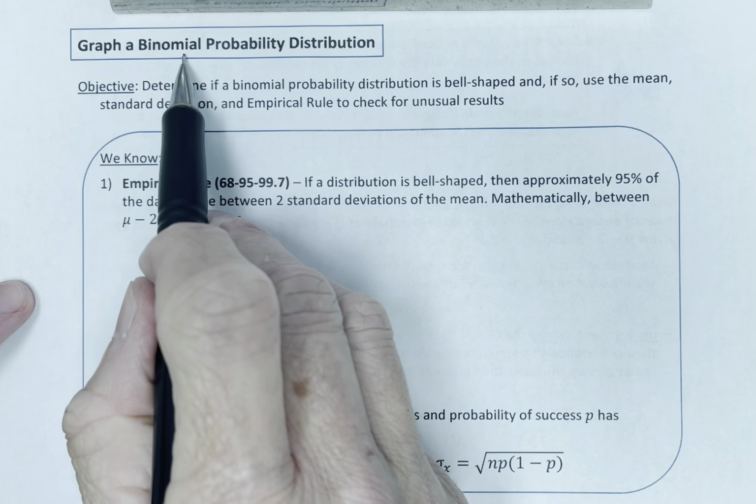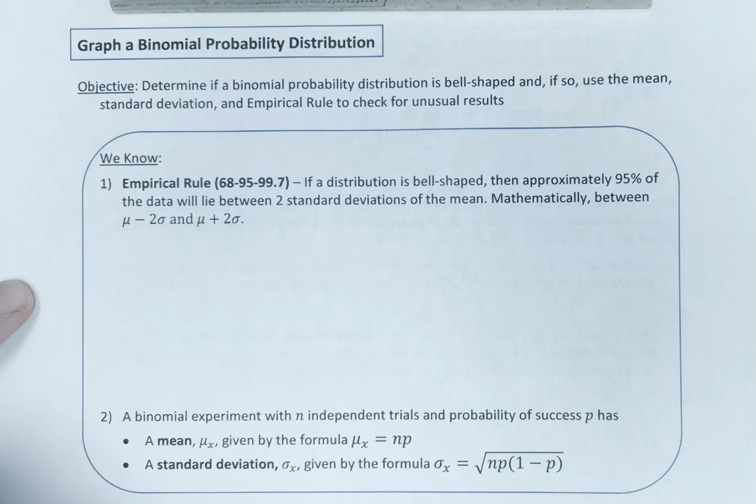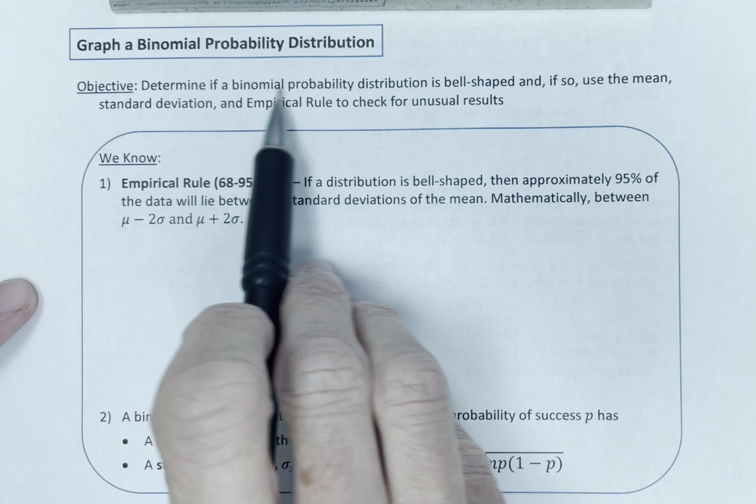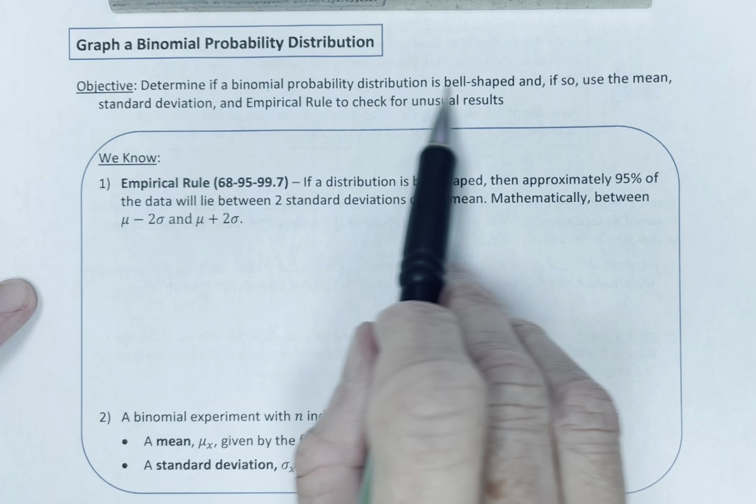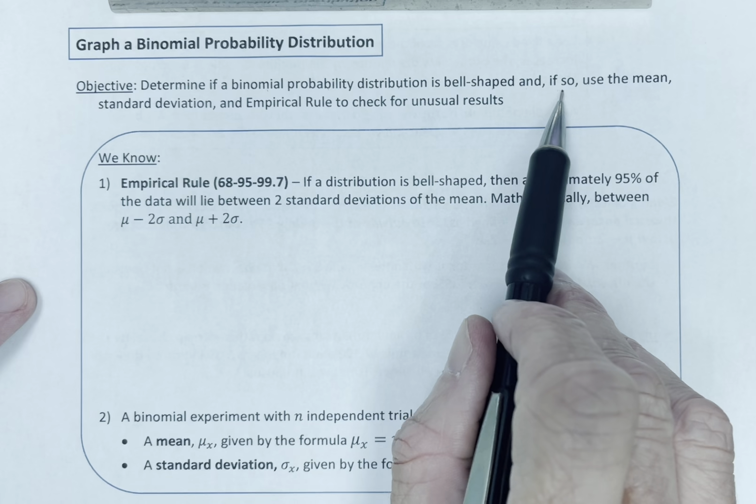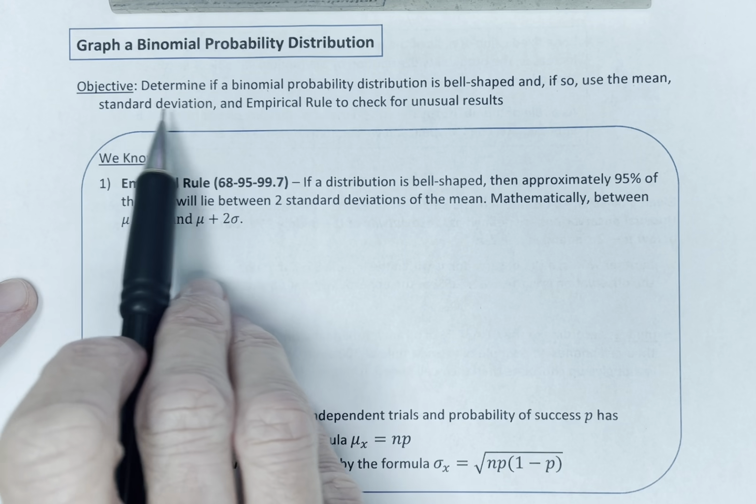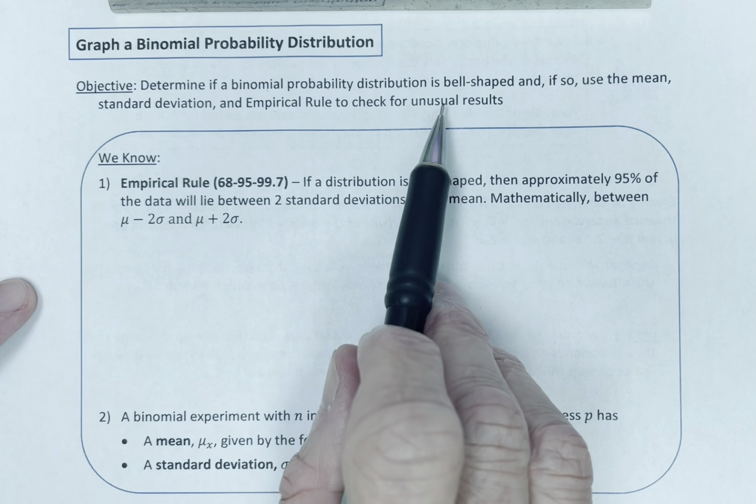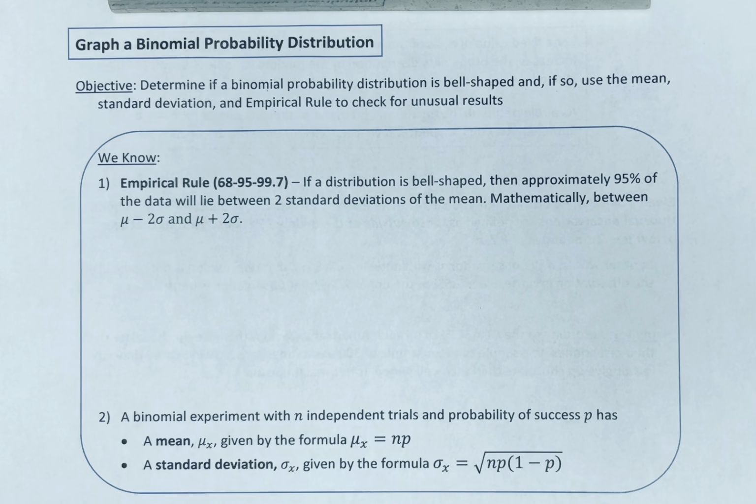Graph a binomial probability distribution. Our objective here: we want to determine if a binomial probability distribution is bell-shaped, and if so, use the mean, standard deviation, and the empirical rule to check for unusual results.